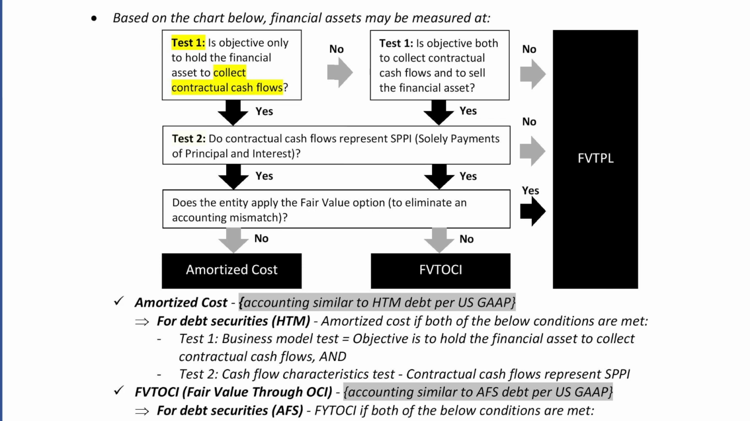If yes, test 2: do the contractual cash flows represent SPPI, solely payments of principal and interest? Now, if both these tests are yes, that means we're talking about held to maturity debt securities. Look at this. If the objective is to hold the financial asset to collect contractual cash flows, and these contractual cash flows represent solely payments of principal and interest, that's HTM. And these held to maturity securities are reported at amortized cost on the balance sheet.